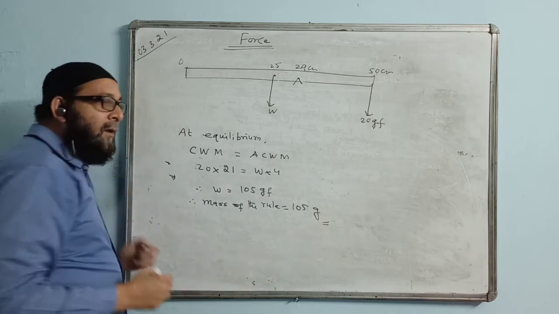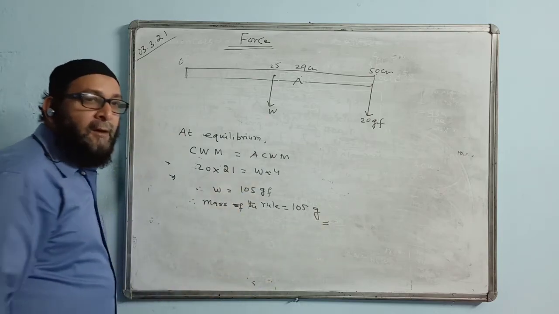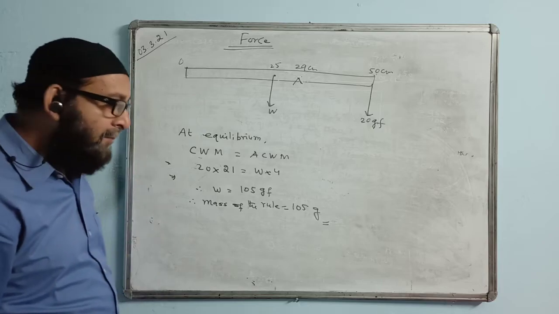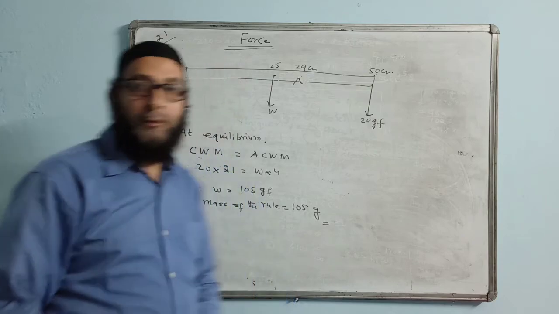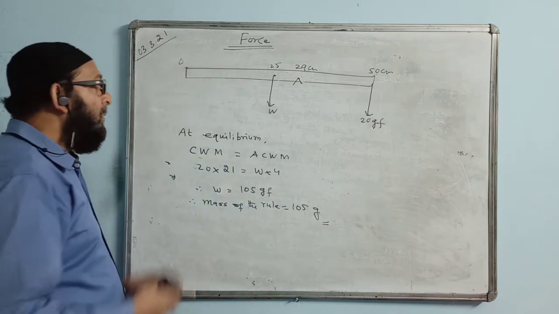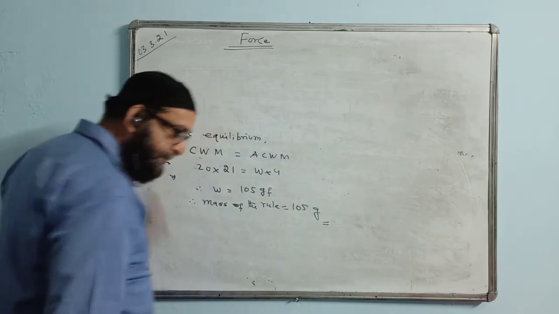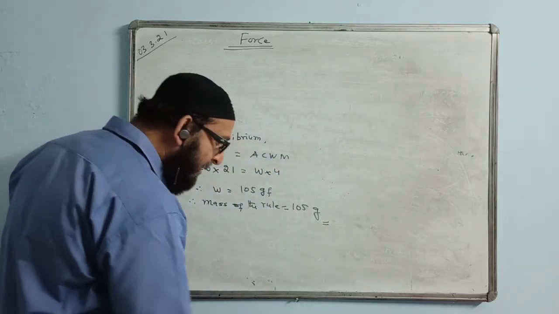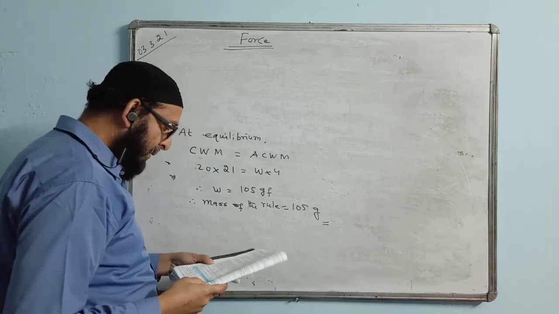Weight type we write gram force, and mass type we write only gram. Value remains the same, only the meaning changes. Gram is mass and gram force means weight or the force. Understood? Okay. This type of question is coming very frequently in exams.